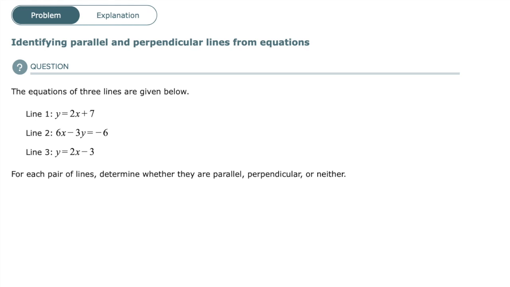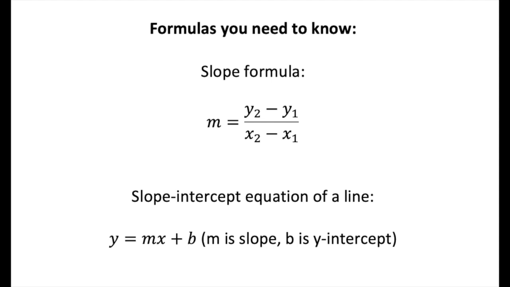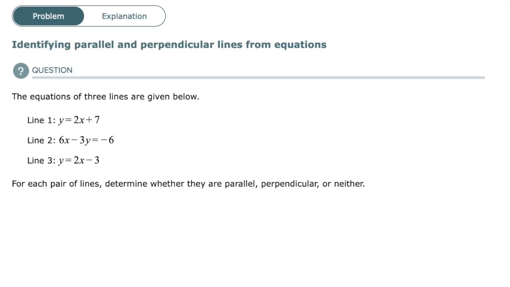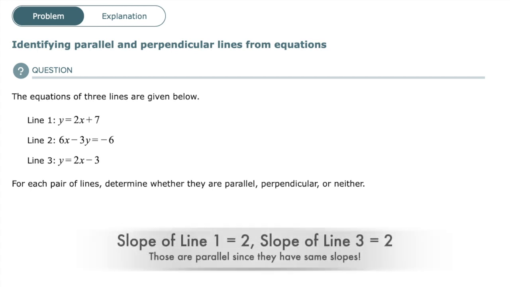To determine if any of these three lines are parallel, perpendicular, or neither, we need to know their slopes. And remember, the slope m is hidden by the x inside of the slope-intercept equation of a line. Recall the second formula right here. The nice thing about the first line and the third line that are given to you in this question is that they are in the slope-intercept form. What it means is the slope is right by the x. So the slope of the first line is 2, and the slope of the third line is also 2.